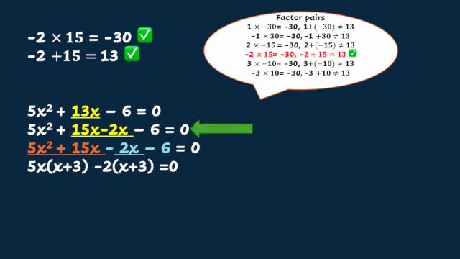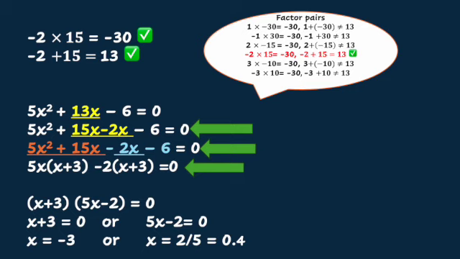So have a look at this expression. Now in the next step, what we do is we consider the first two terms separately in red and the last two terms separately in blue. You can see here from the first two terms we can take 5x common. So in the bracket we are left with x plus 3. And from the last two terms we can take minus 2 common and we are left with x plus 3. So in the last expression here you can see x plus 3 is common to both the terms.